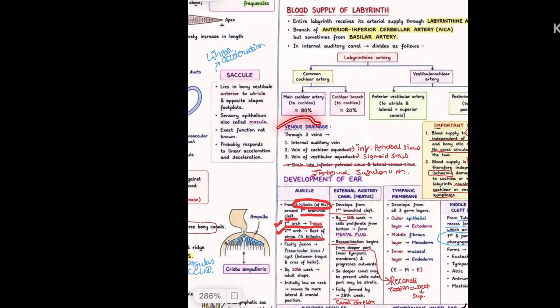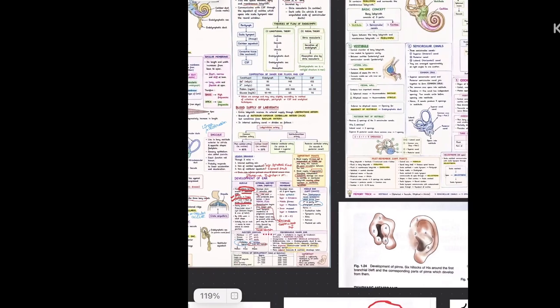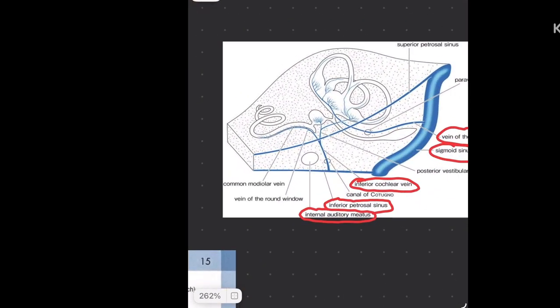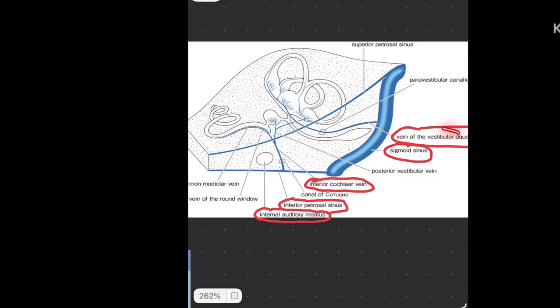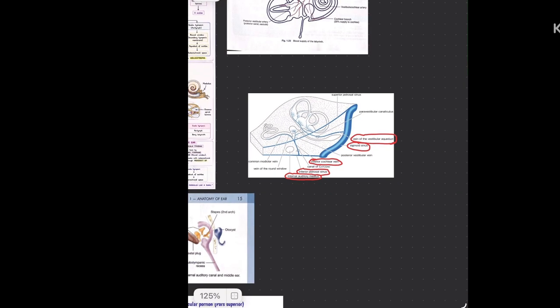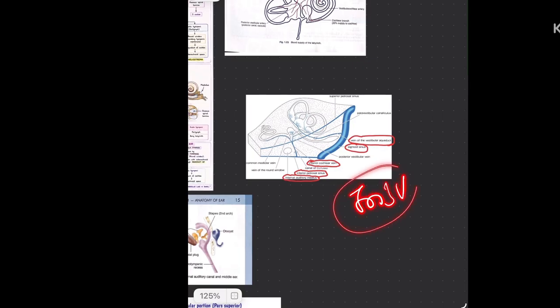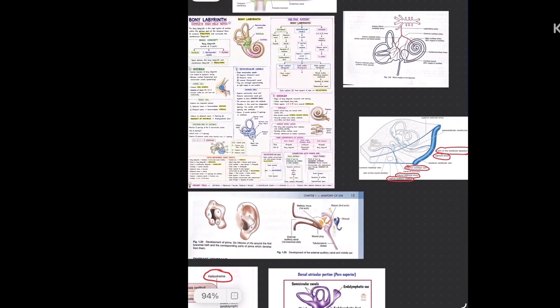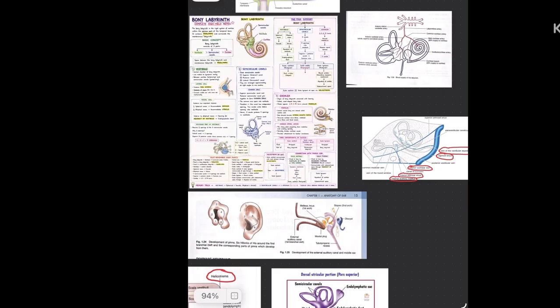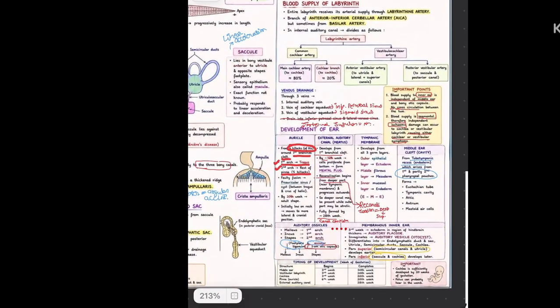Then venous drainage. If you see this diagram, it is drained first of all by the internal auditory vein from the internal auditory meatus. Then from the cochlear system, the inferior cochlear vein drains into the inferior petrosal sinus. Then from the vestibular system, the vein of the vestibular aqueduct drains into the sigmoid sinus. Later they all drain into the internal jugular vein. The internal jugular vein then drains into the brachiocephalic vein, and then basically goes into the right atrium. Yeah, that is the venous drainage.